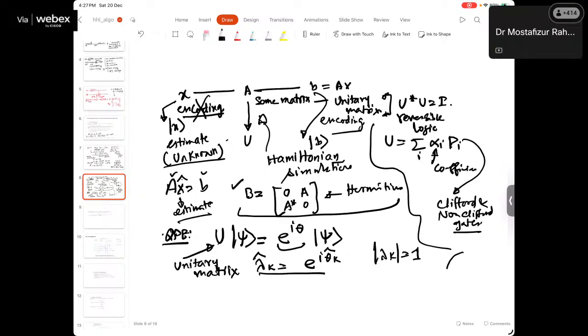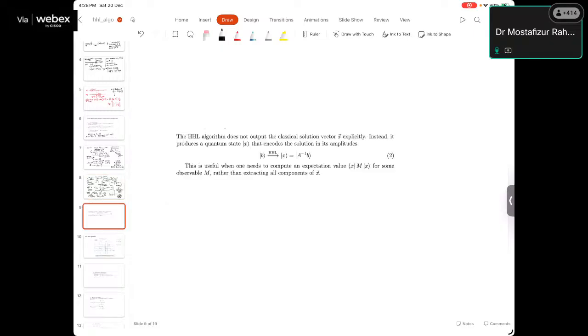So that's why the eigenvalues of a unitary matrix always lie on the unit circle. You can see the phases are different, but their amplitudes are all equal. These are the eigenvectors of a unitary matrix. Okay, so what is the protocol in this algorithm?